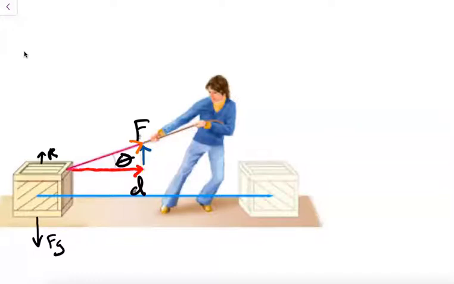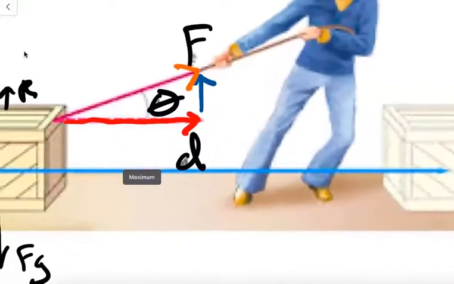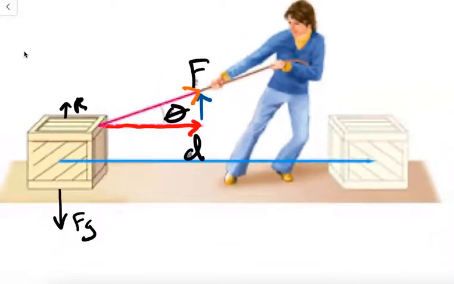But most importantly, what about the other force? What about the horizontal force? Let's give this a name. It's in red, so let's call it F sub x, because it's the horizontal force. That's the force that she is pulling with across some distance d.